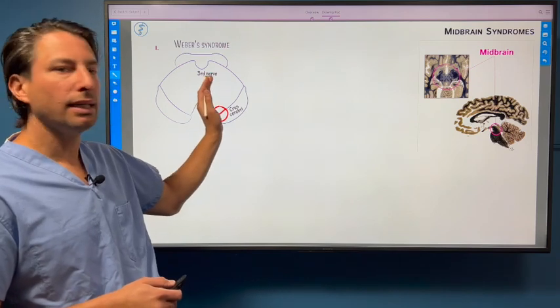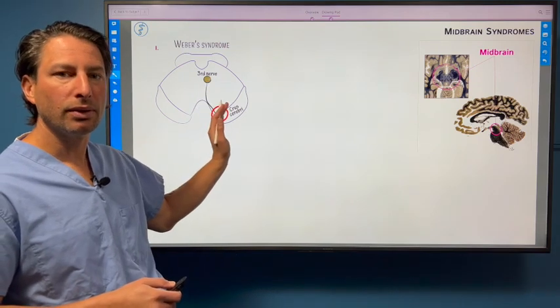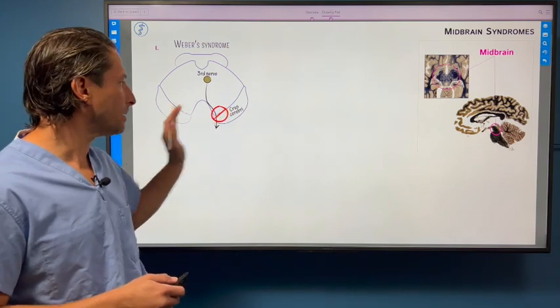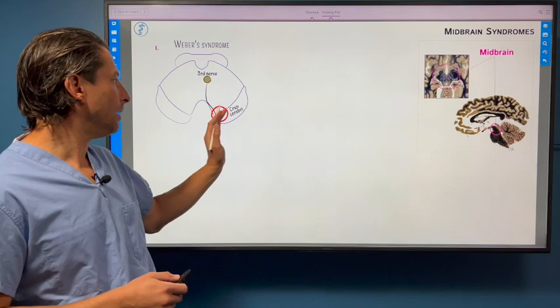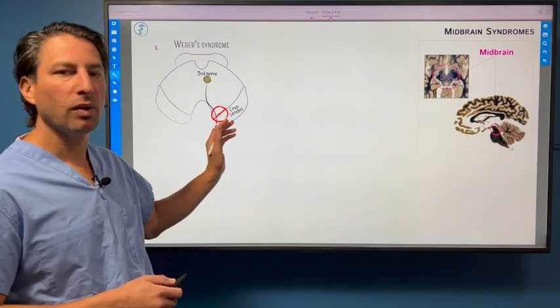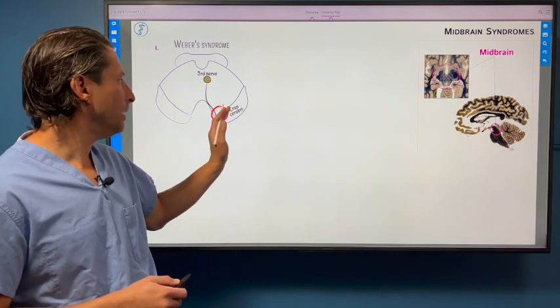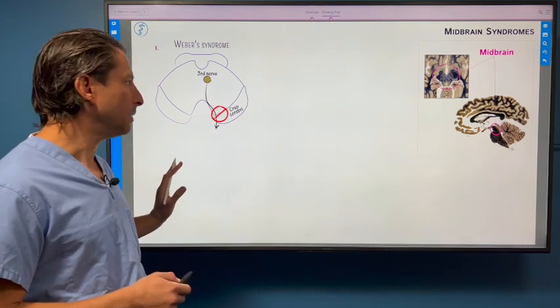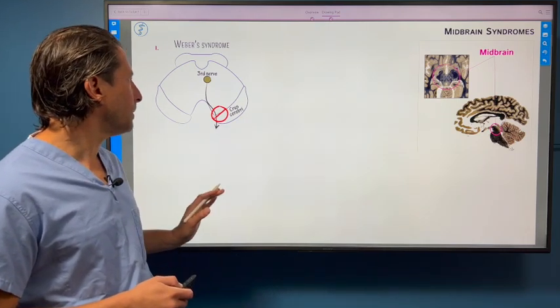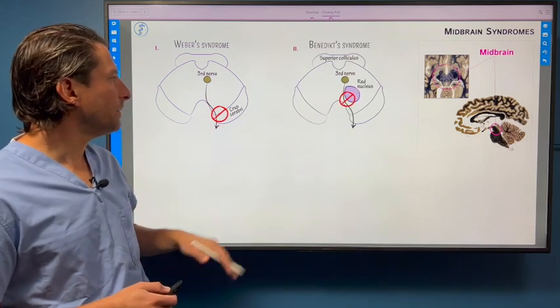So you're going to see an ipsilateral third nerve palsy, and then the side of the body that's going to be weak is the opposite side, because these descending motor fibers are going to carry fibers that will ultimately innervate this side of the body. So contralateral weakness and ipsilateral third nerve.